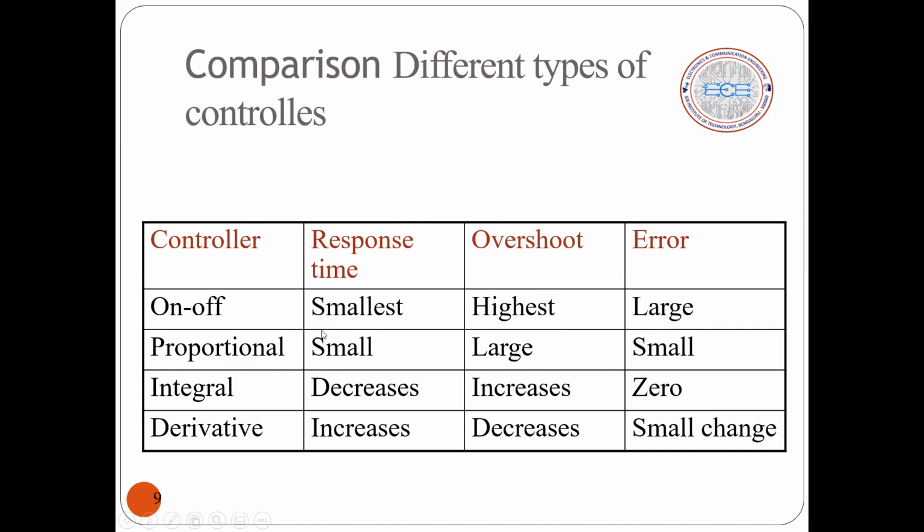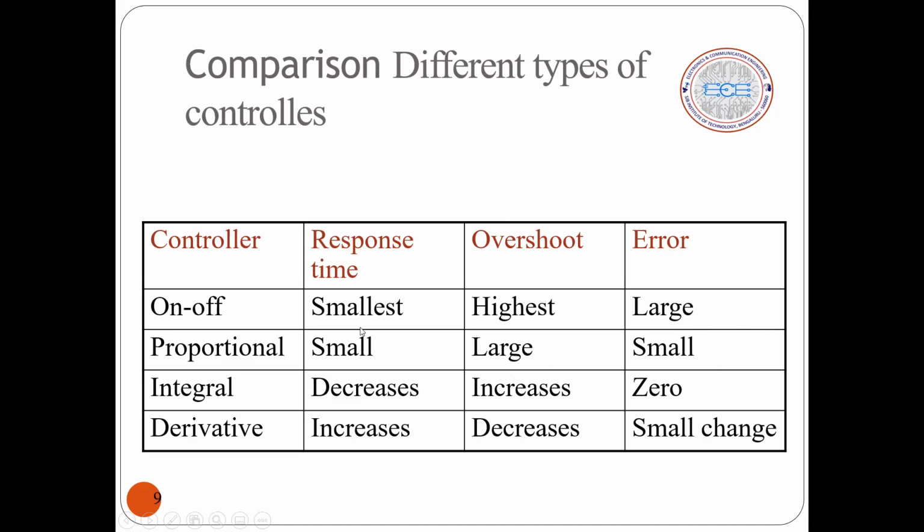Proportional controller, we found that it is also fast. This is also fast, but not as fast as the on-off controller. So the overshoot is also there, but not as big as on-off control. Error is comparatively reduced. Error is reduced but not eliminated.